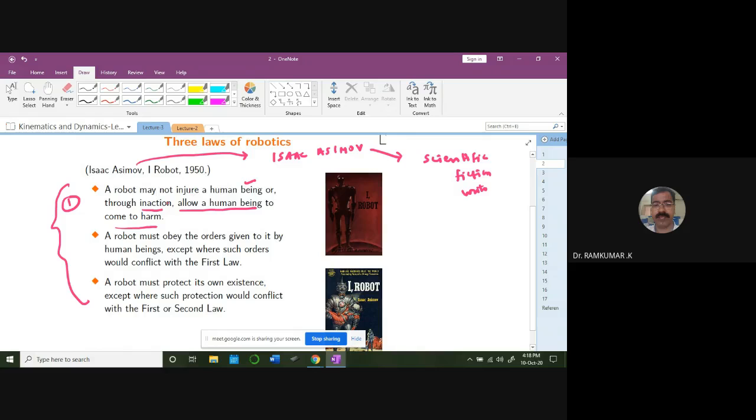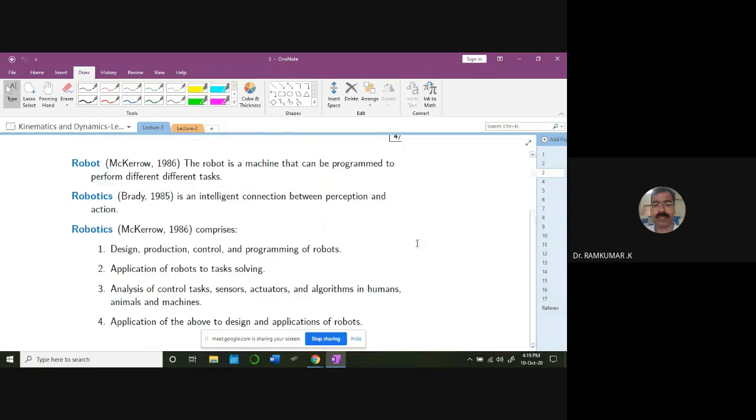A robot may not injure a human being or through inaction allow a human being to come to harm. A robot must obey the orders given to it by human beings, except where such orders would conflict with the first law. A robot must protect its own existence, except where such protection would conflict with the first or second law. So these are the three main laws of robots. Now, the definition of a robot is a machine that can be programmed to perform different tasks.